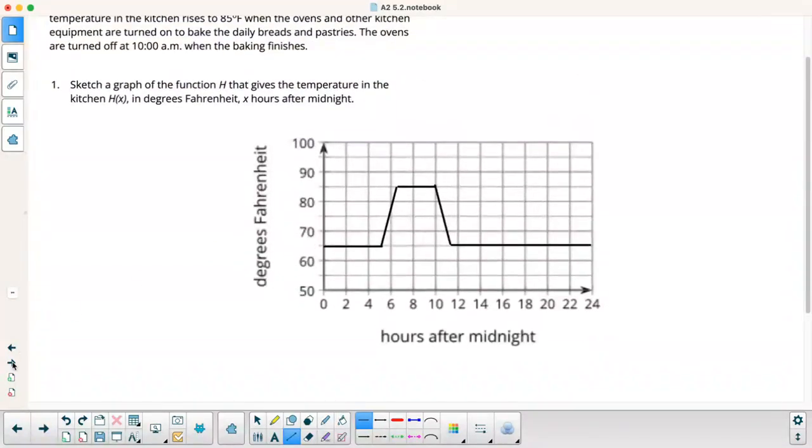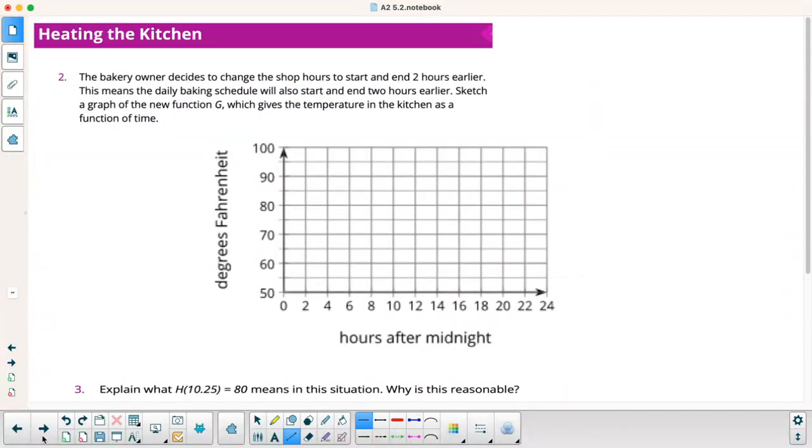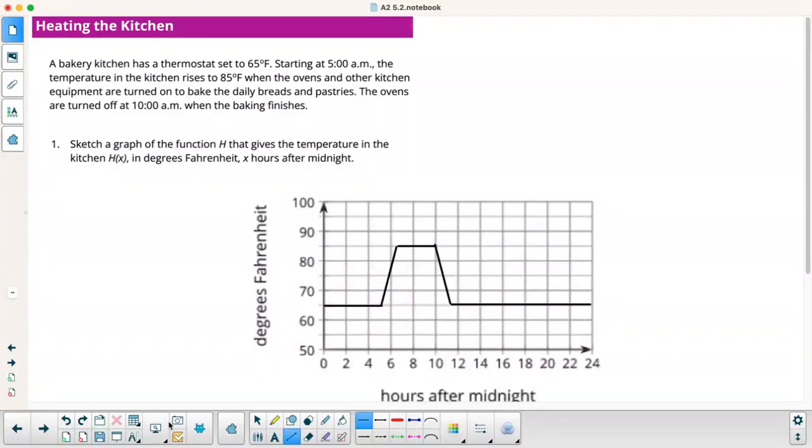All right, let's go to the next question. The bakery owner decides to change the shop hours to start and end 2 hours earlier. This means that the daily baking schedule will also start and end 2 hours earlier. Sketch a new graph of that function. Okay, so everything's going to move left too. Okay, so let's do this. I'm going to screen grab this.